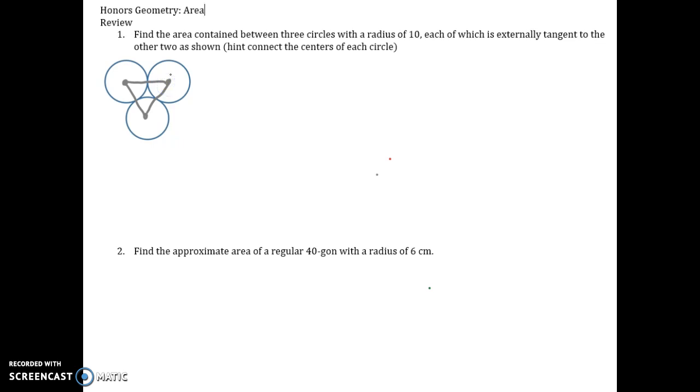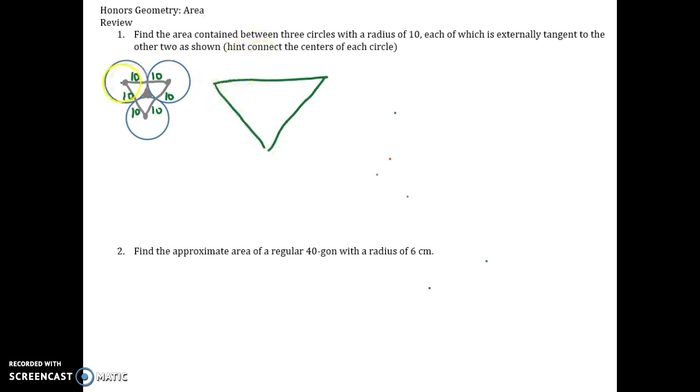So this first one says find the area contained between the three circles each with a radius of 10. So I am looking for this piece of information right here. That is not a normal shape, so I'm going to have to do a little bit of subtracting. Since the radius is 10, the hint was that it will need to connect all the centers of the circle. That makes an equilateral triangle. So let's draw this triangle right here.